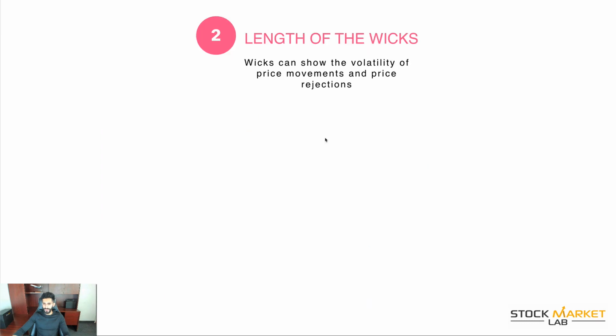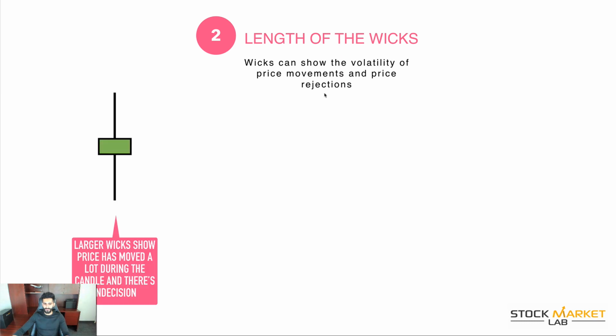The next element is the length of the wicks. Wicks can show the volatility of price movements and price rejections. So wicks are going to show us where the stock is getting rejected, if there's volatility, if bulls and bears are fighting, and what's going on. So for example, when you look at this example right here, what do you see?